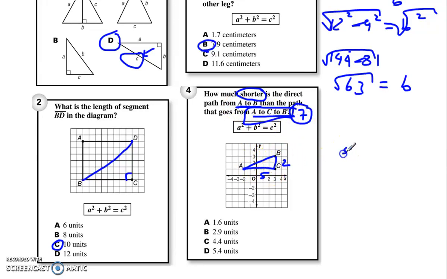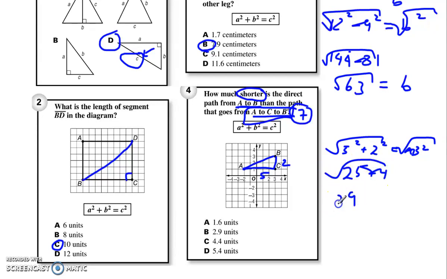So now we do 5 squared plus 2 squared equals A to B squared, and then square root it. 25 plus 4, square root that. Square root of 29 is going to be more than 5, less than 6, so it's going to be 5.4. Now, careful. That's what they wanted you to do. This right here is the length of A to B, 5.4.